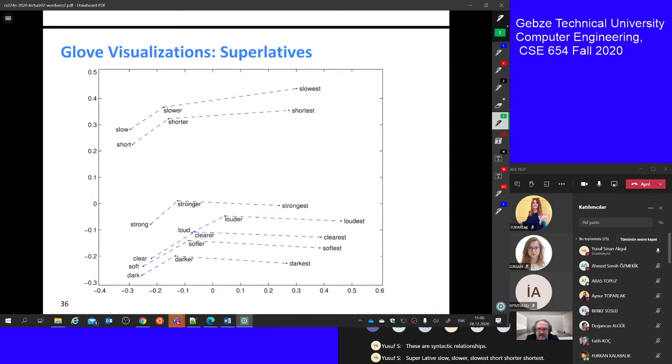Good, better, best. Do I have good, better, best? No, I don't. Well, I didn't see it with the irregular words. Okay, so it captures syntactic relationships too.